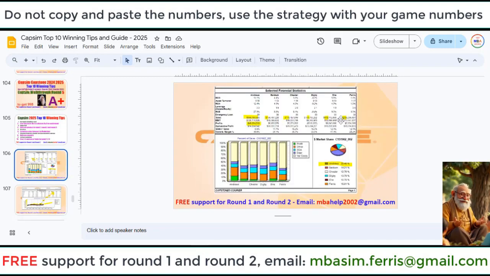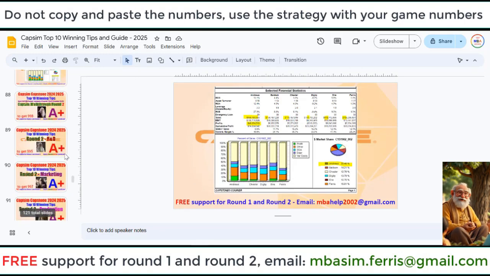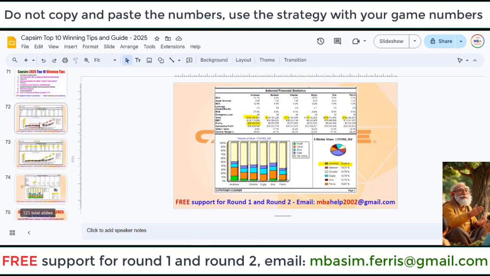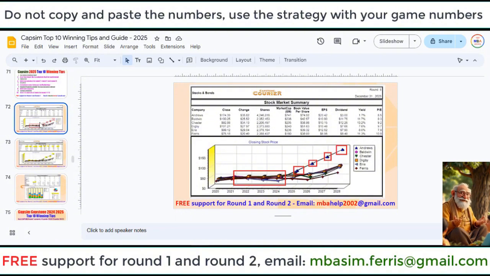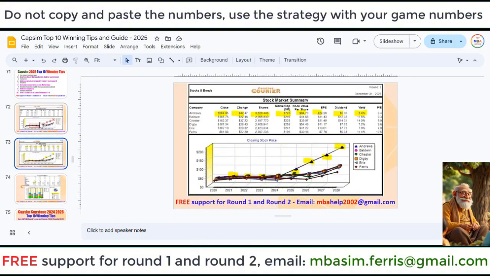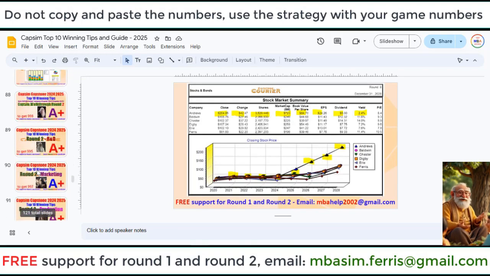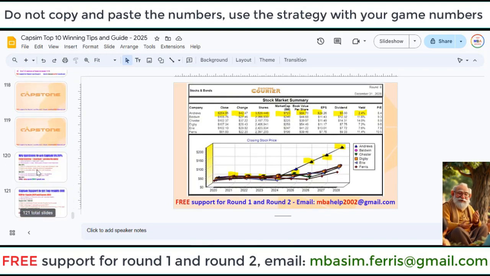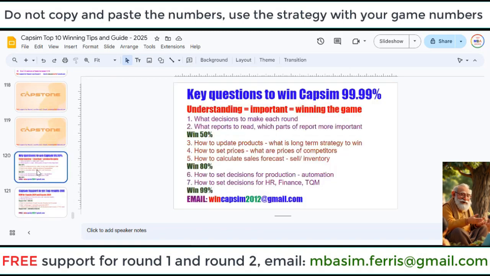Key mindset: learn the game, don't just win it. Many students chase the perfect score but miss the learning opportunity. CapSim is a business simulation designed to develop decision-making, data analysis, and strategic thinking. When you understand what to decide, why you're deciding it, and what the outcome should be, you're already halfway to a 999 score. Learning leads to winning, not the other way around.